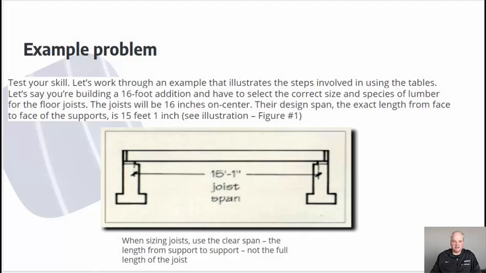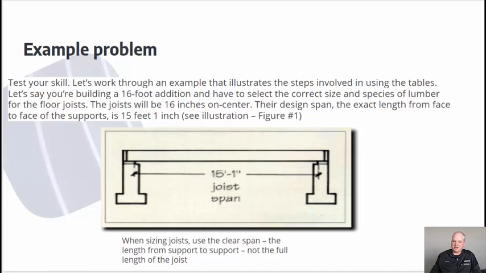Let's now test our skills. So let's work through an example that illustrates the steps involved in using the tables. Let's say you're building a 16-foot addition and have to select the correct size and species of lumber for the floor joists. The joists will be 16 inches on center.